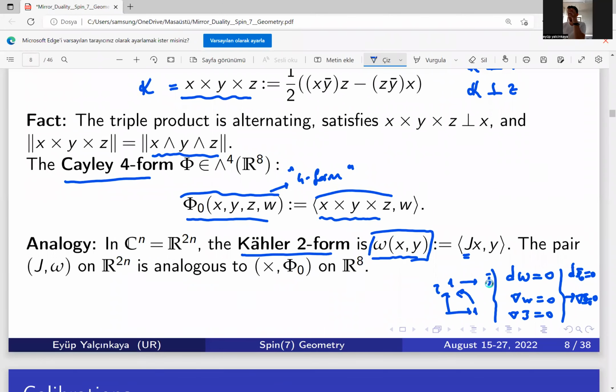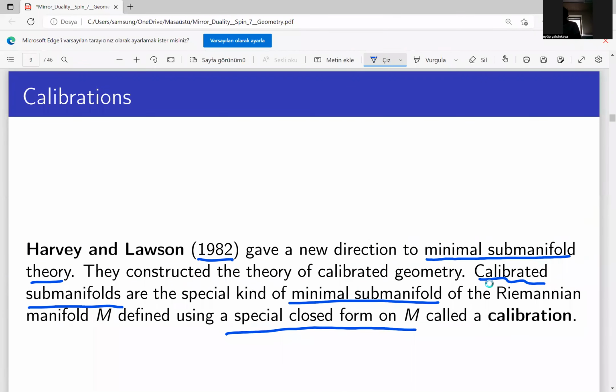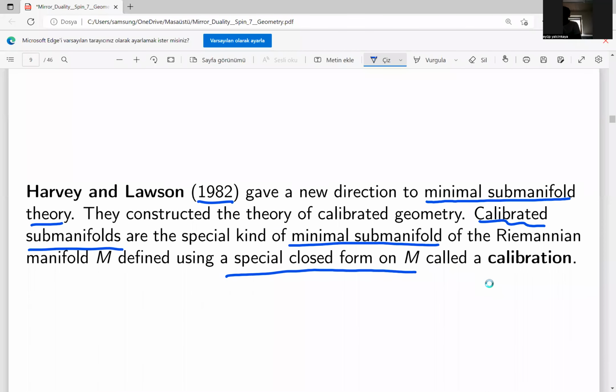So the analog of these spaces is d phi equals 0. Also, you have to choose the closed form. For G2, we can say that the analog, the associative and the co-associative forms, both of them have to be closed. And in that situation, you can define the calibrated submanifold in this theory. So this is the minimal submanifold, and new types of submanifolds and constructions can be useful for higher dimensions.